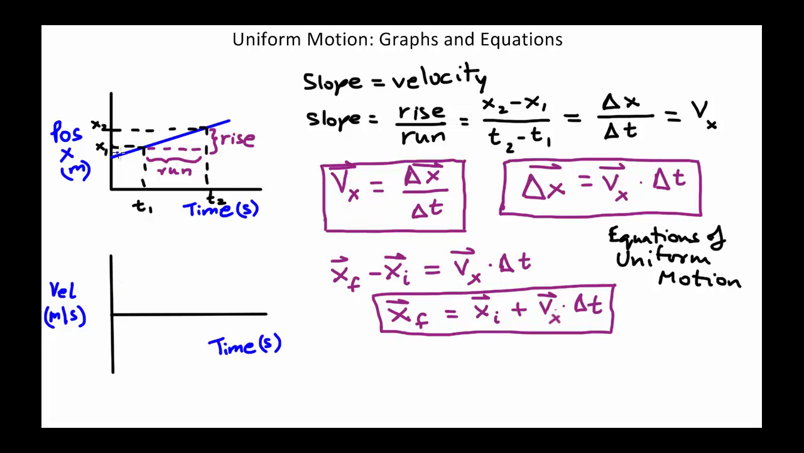Moreover, the velocity in this case is positive. This is a positive slope rising as it's moving to the right. So the velocity plot will be above the x-axis. It would look something like this, a flat horizontal line with a constant velocity value above the axis. And we called this velocity for this example Vx. So let me label that there.